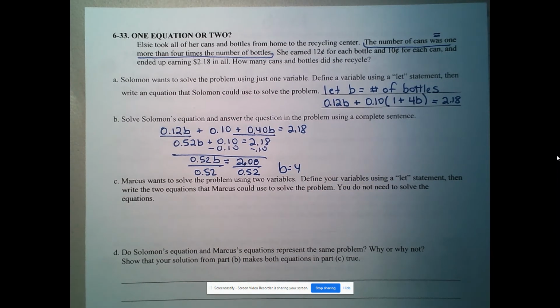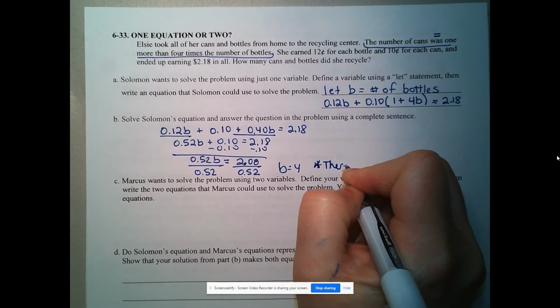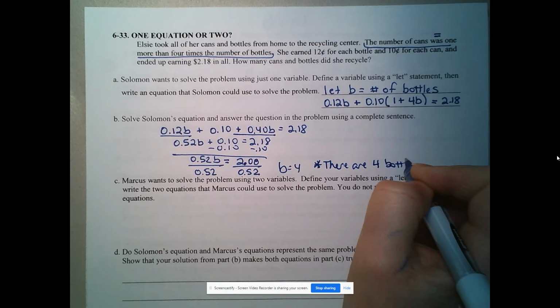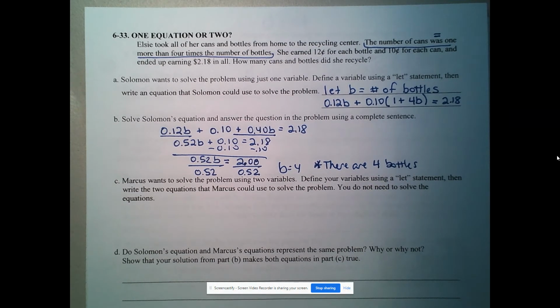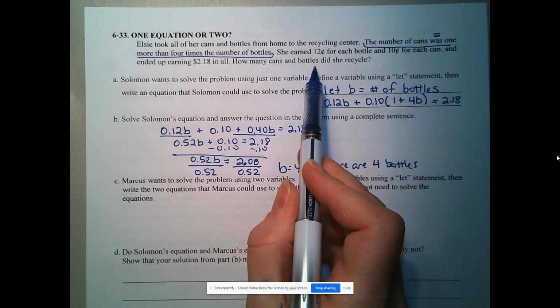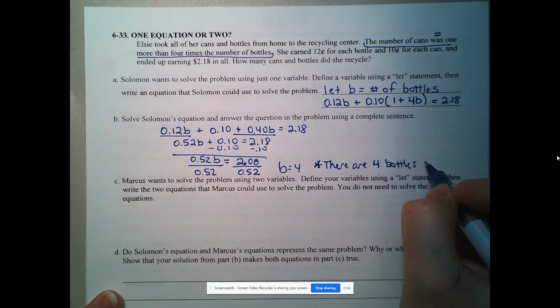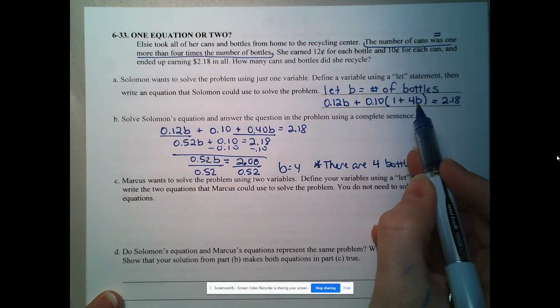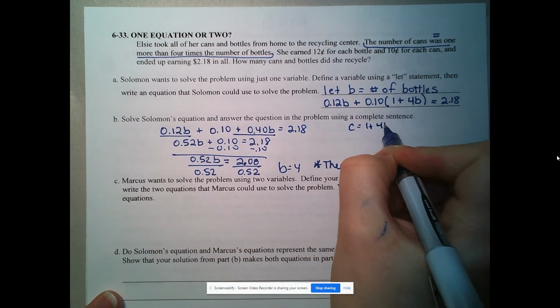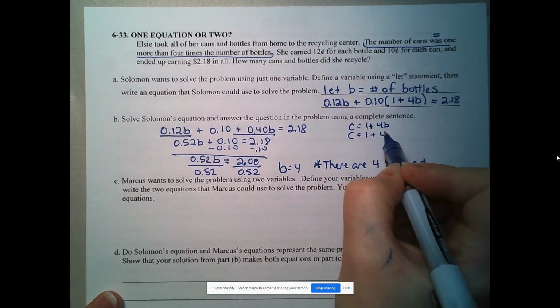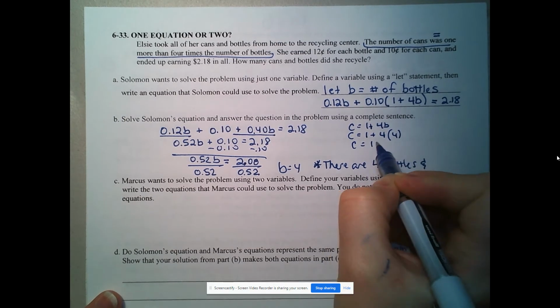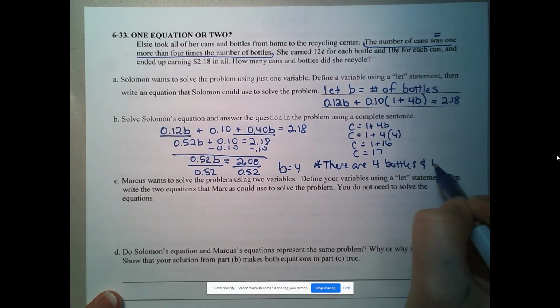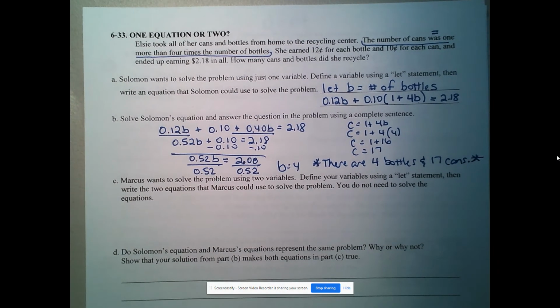So when it says solve the problem using a complete sentence and you go to start writing your sentence and you say there are 4 bottles, you still need to finish the thought because we need to know how many cans and bottles did she recycle. So we can't finish that yet, right? There are 4 bottles and we don't know. So we need to go back and say, well, the number of cans was represented by 1 plus 4B. So I would do 1 plus 4 times 4, and we know that there are 17 cans, and we would be done because that would be a complete sentence. There are 4 bottles and 17 cans.